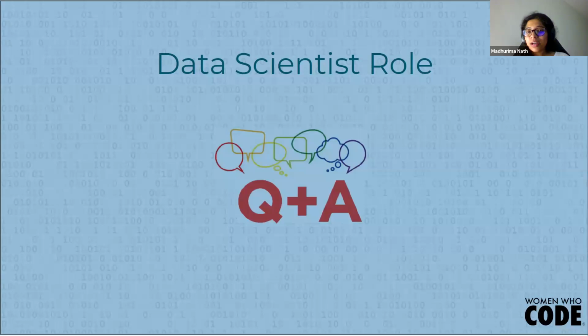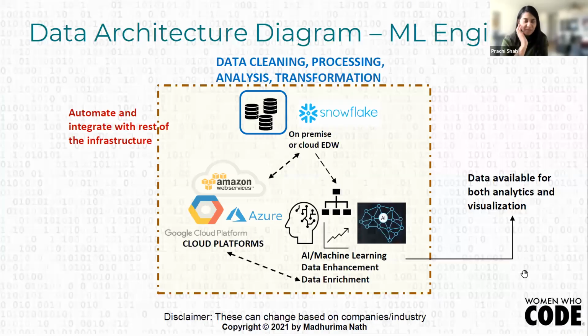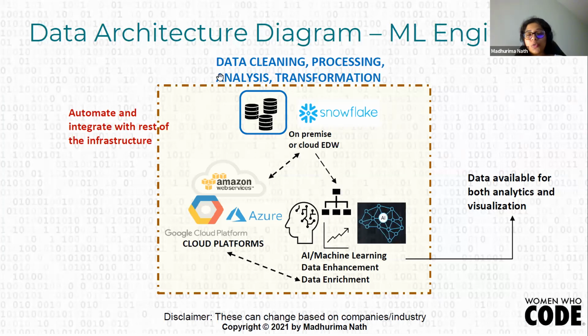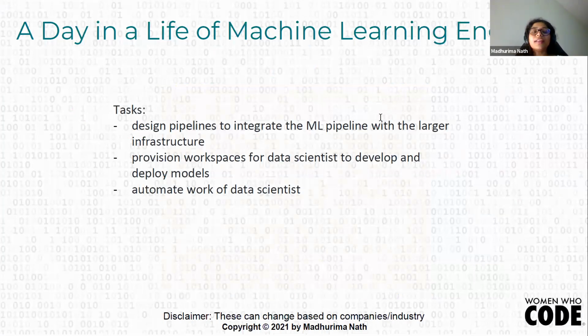Okay, so what is happening? We went over this, but we're starting with the ML engineer now, who would be automating all this process that the data scientist has done, right? As an ML engineer, my task would be to design the pipeline to integrate the ML pipeline with the larger infrastructure.